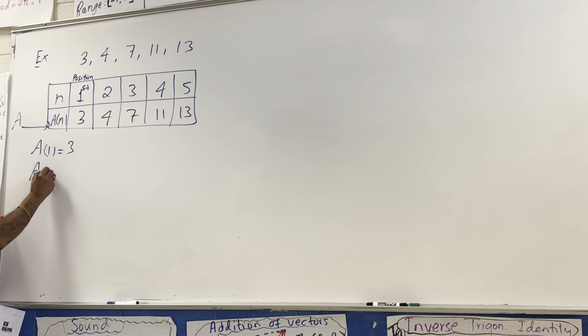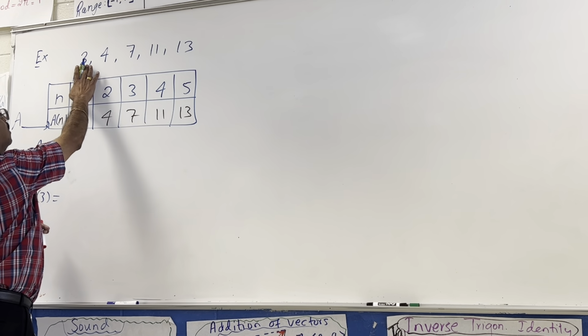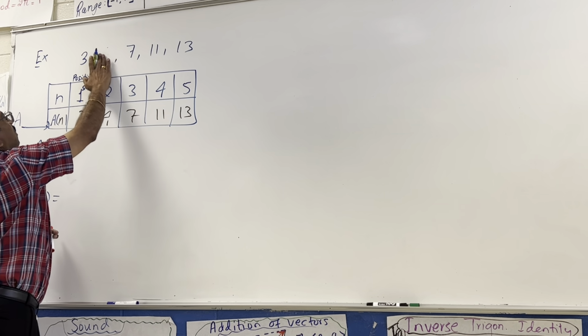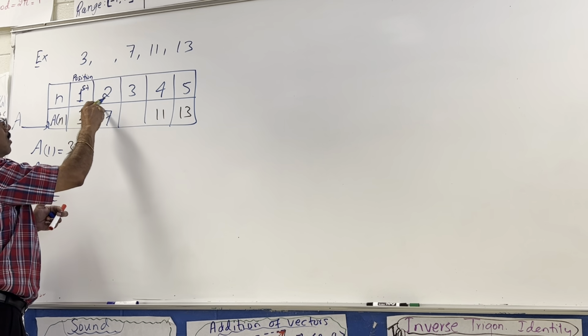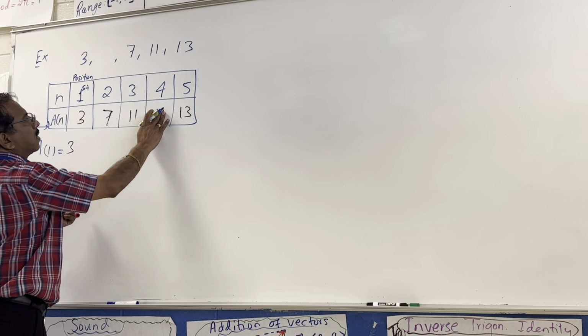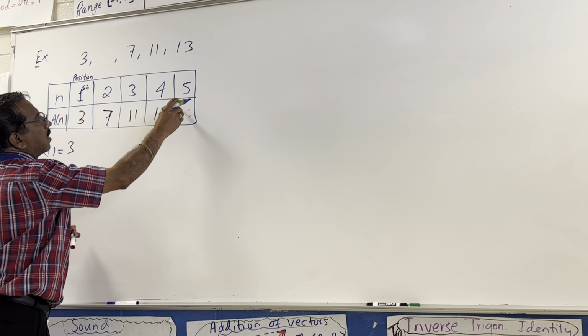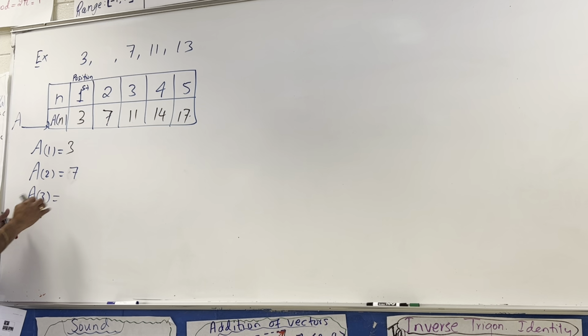In the second position the number is 4, in the third position the number is... I made a slight mistake here, there's a number that should not be there. So this starts with 3, 7, then 11, plus 4 is 15. Now you see the first number is 3, the second number is 7, and the third number is 11.